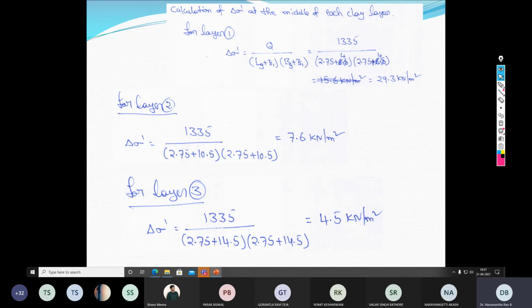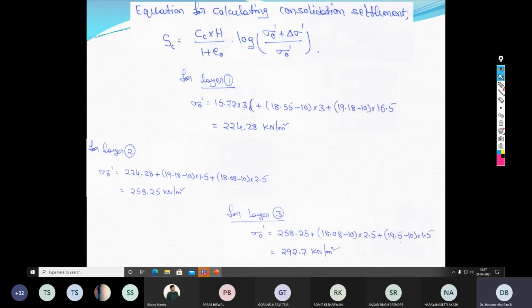Now there are some thumb rules to verify that my calculations are correct. So let us look at the previous slide and this slide. As you go deeper and deeper, the value of sigma naught dash should increase. As you go deeper, the initial effective overburden stress before construction of the pile group at the middle of each layer increases with increase in depth. You can see 224 for layer 1, it became 258 for layer 2, it became 292 for layer 3.